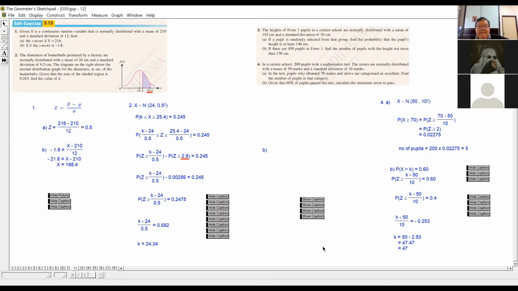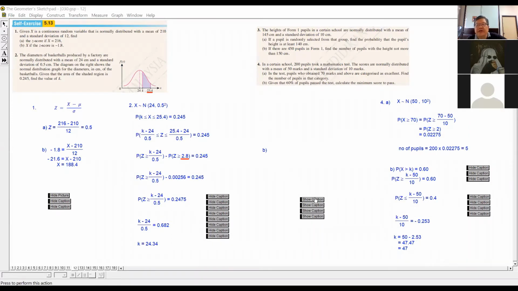The heights of Form 1 pupils in a certain school are normally distributed with a mean of 145 cm and a standard deviation of 10 cm. If a pupil is randomly selected from that group, find the probability that the pupil's height is at least 140 cm. If there are 450 pupils in Form 1, find the number of pupils with a height not more than 150. Okay, right. So first of all, we have to write down the X distribution, right?